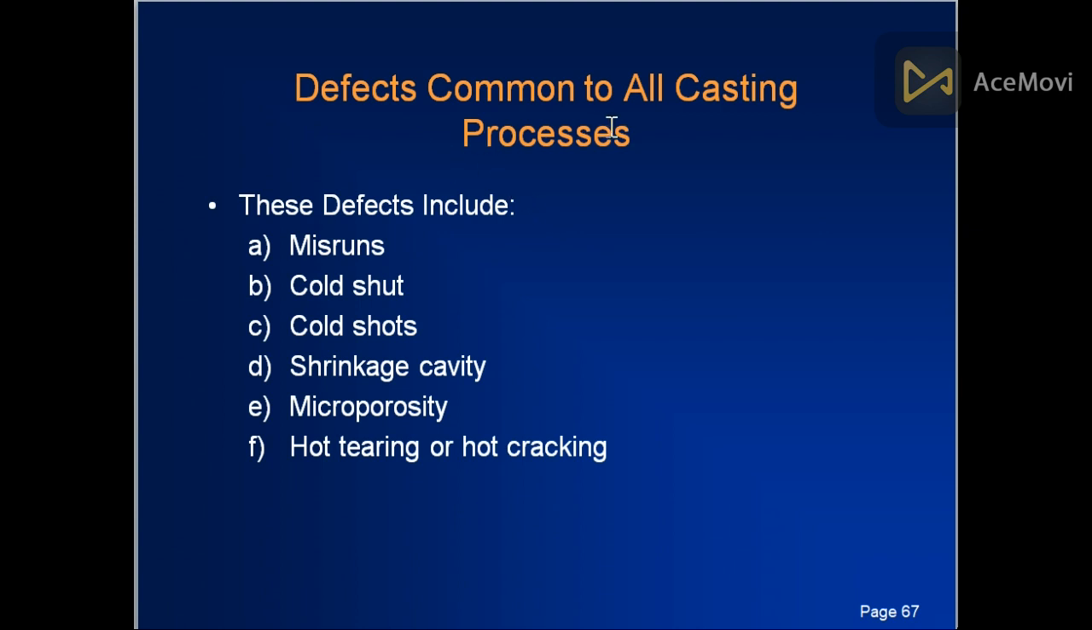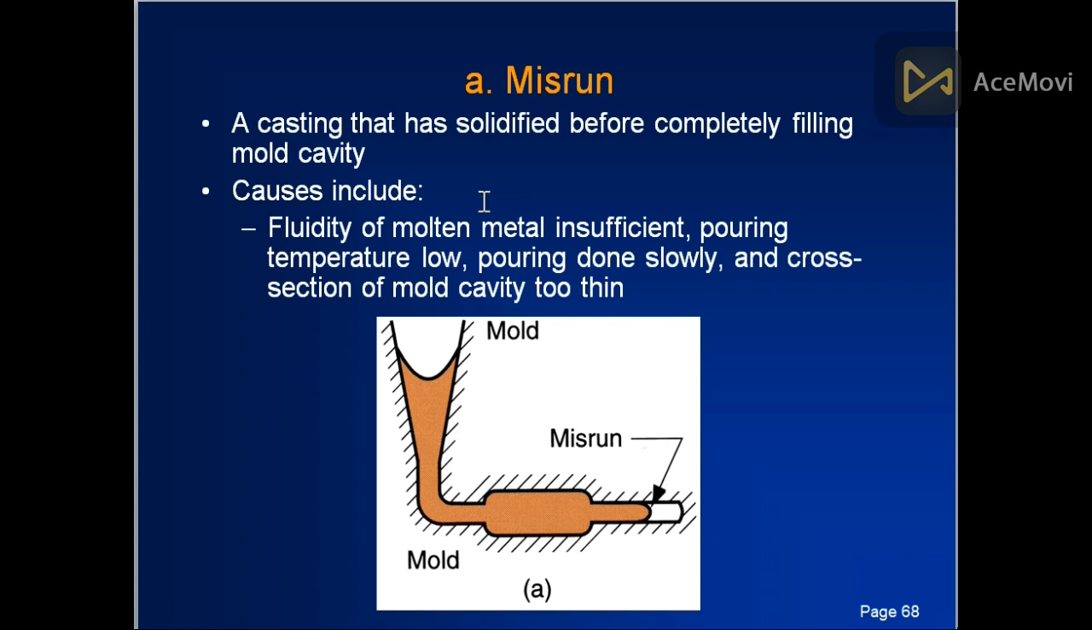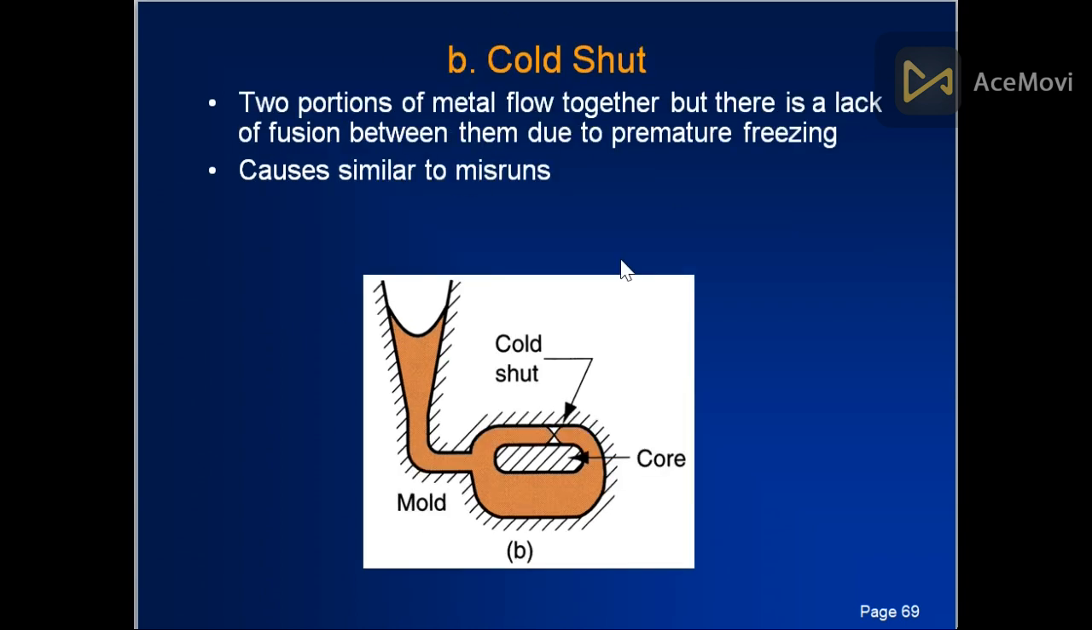First, we discuss the defects common to all casting processes. These defects include misruns, cold shuts, shrinkage cavity, microporosity, hot tearing, and hot cracking. Misrun: when the metal solidifies before reaching complete filling, then this is known as misrun. I am telling you in simple words, you can read it here.